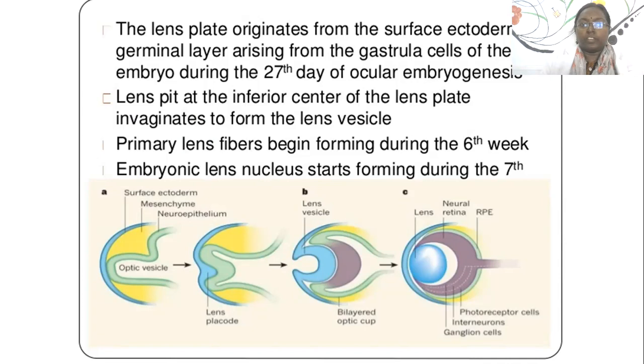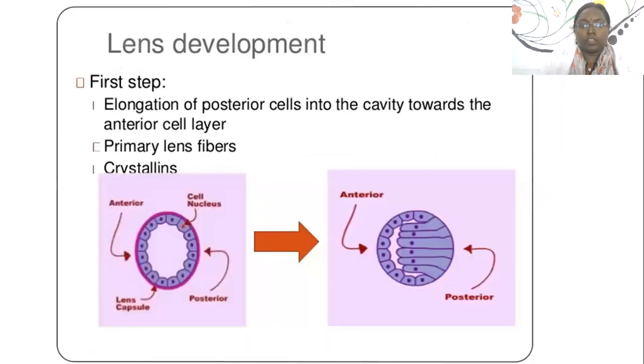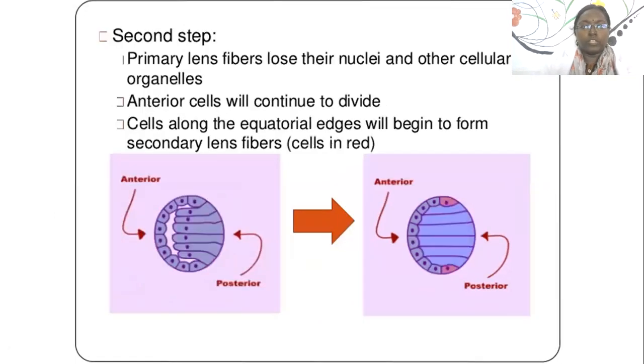The lens pit, at the inferior center of the lens plate, invaginates to form the lens vesicle. Primary lens fibers begin forming during the 6th week. Embryonic lens nucleus starts during the 7th. So the first step in lens development is elongation of posterior cells into the cavity. So the lens vesicle has the anterior and the posterior part. The anterior cells elongate and they reduce the cavity. The primary lens fibers are crystalline.